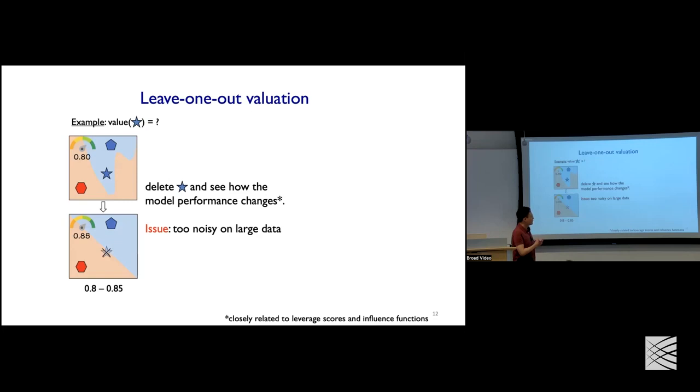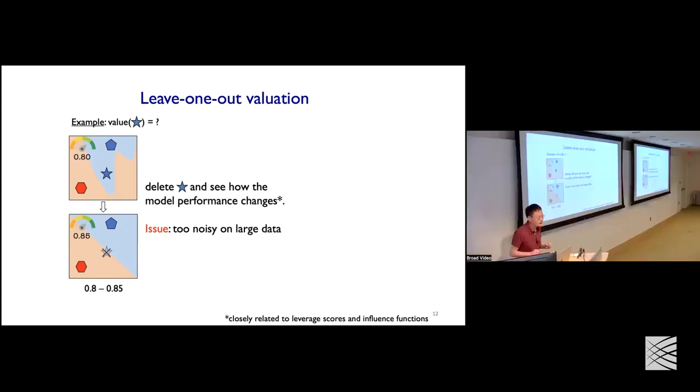So it sounds quite intuitive, but for modern large data settings, this actually ends up being very noisy. The reason is that imagine I have a big data set of 100,000 genomes or 1 million images. The impact of leaving out a particular sample is going to be relatively small, especially if there's randomness in how I train the algorithm, with different random seeds. If I do this leave one out, it's going to give a very noisy estimate of the value or the influence of this particular data point.